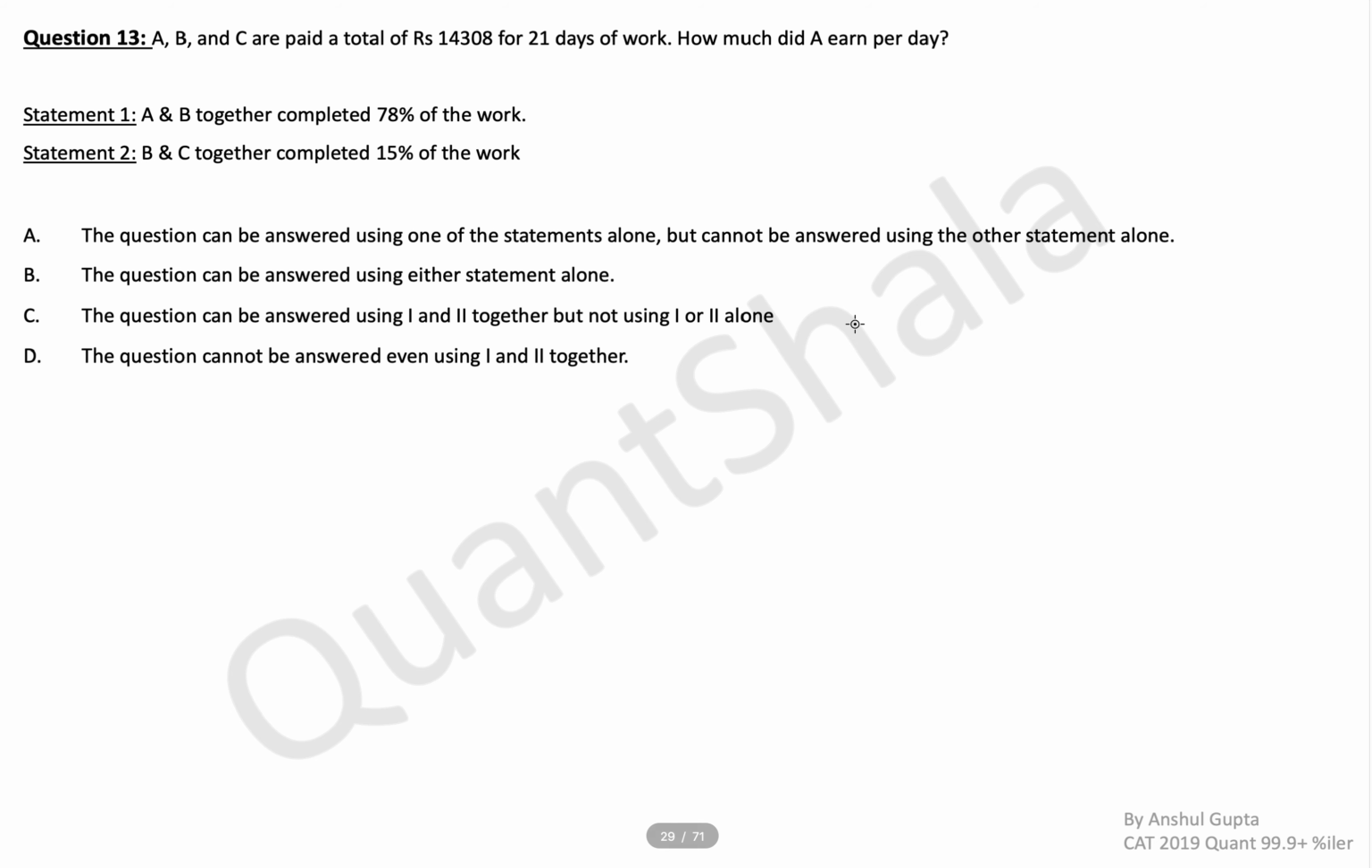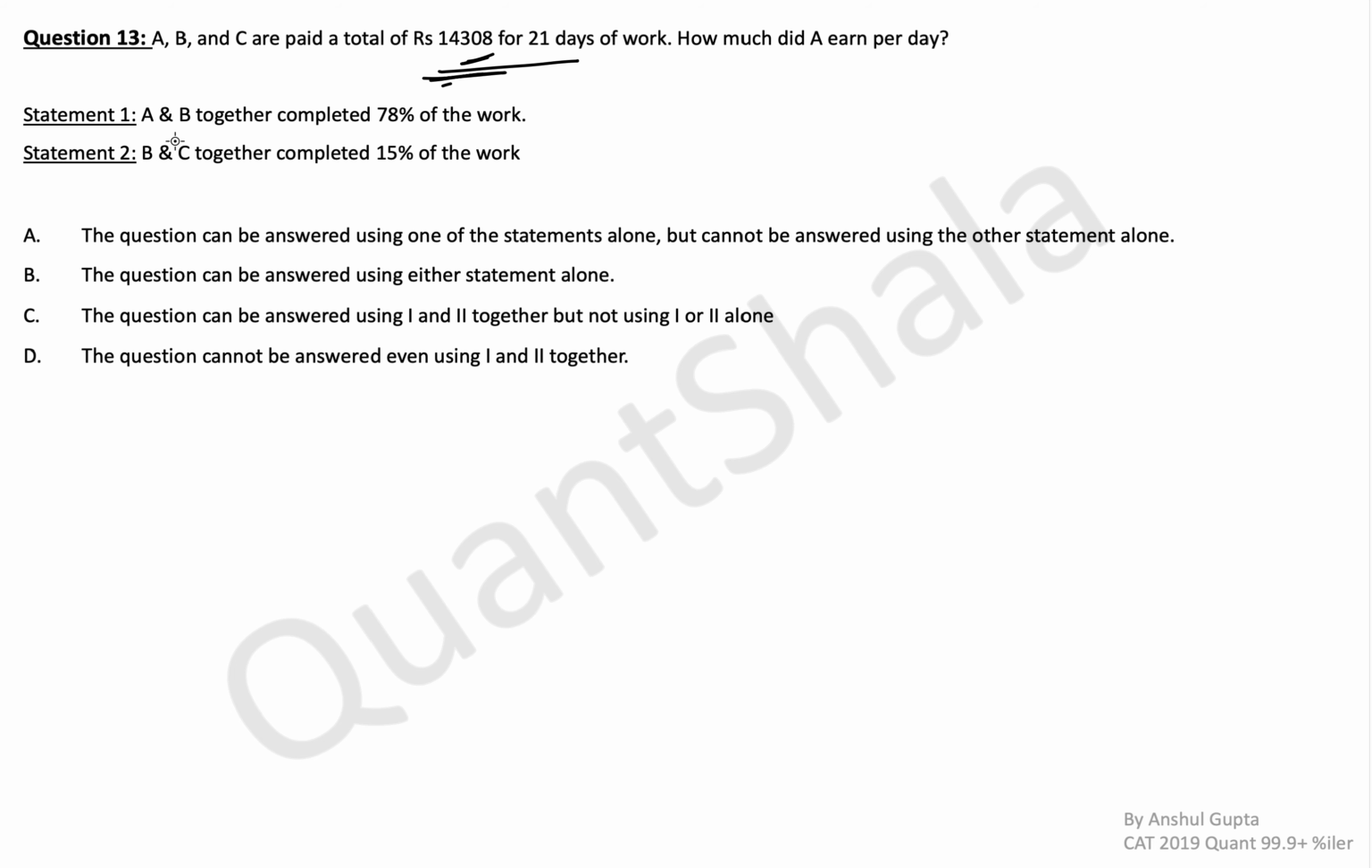Okay, now A, B and C are paid a total of rupees this much for 21 days of work. So total that they are earning is this. How much did A earn per day? He will earn according to how much work he did, what percentage of work he did, that percentage of this amount A will earn. A and B together completed 78% of the work.